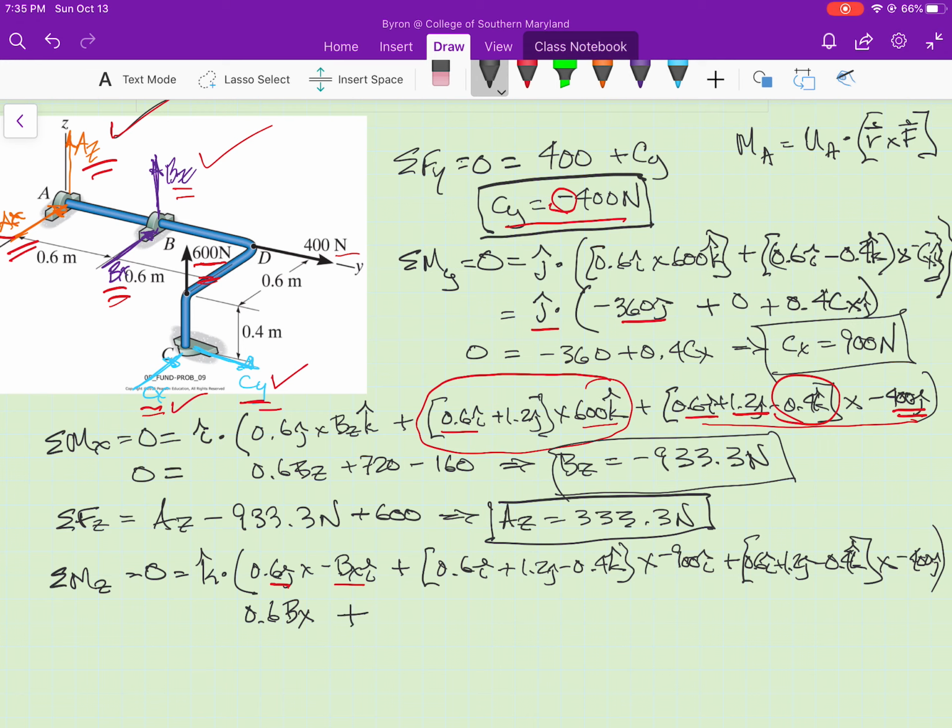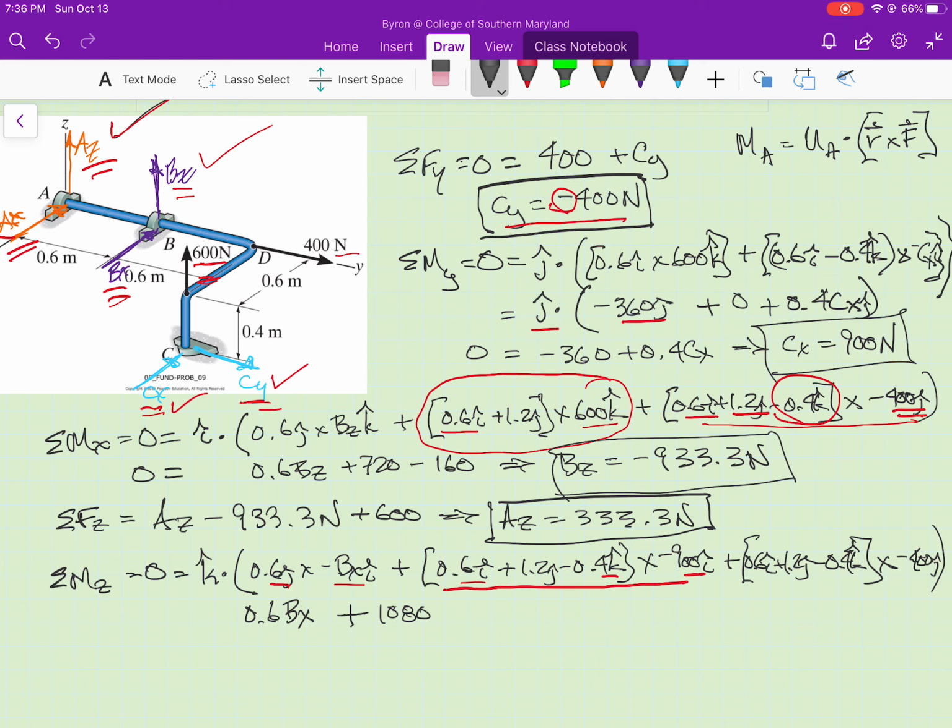The second term here, I only have to worry about the second moment here. I only have to worry about the k components of that moment. i cross i is 0. j cross i is negative k. Negative 900 times 1.2 is going to be a negative 1080, but it's a double negative, so it'll end up being plus 1080. And the third term there, k cross i, is going to be j, so I don't have to worry about that one.